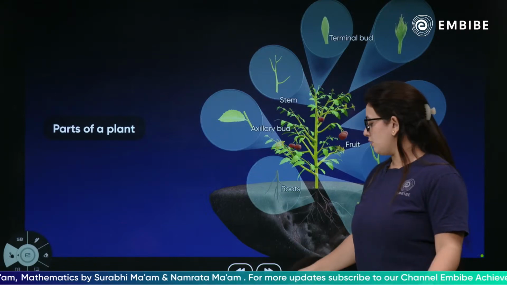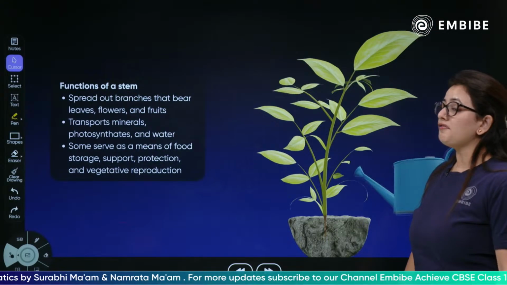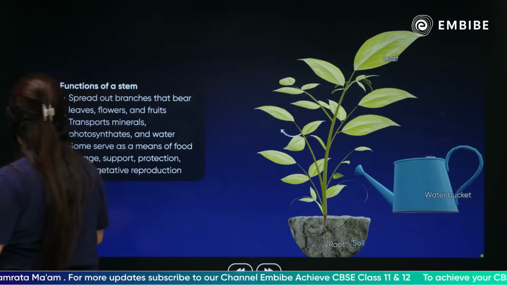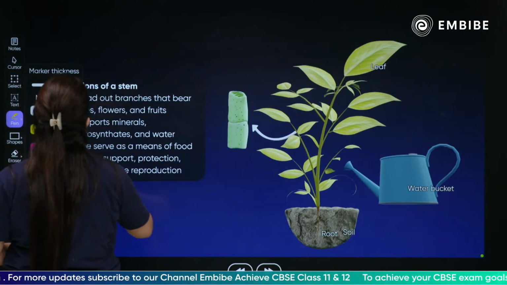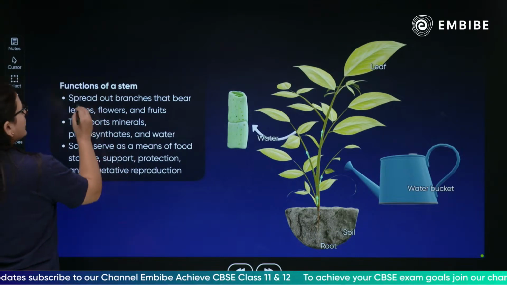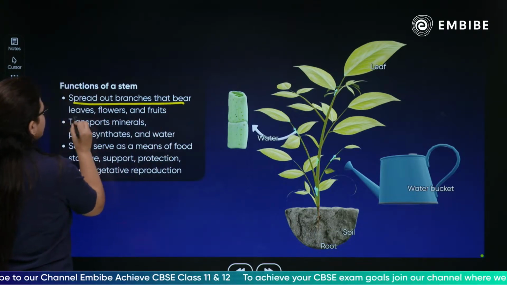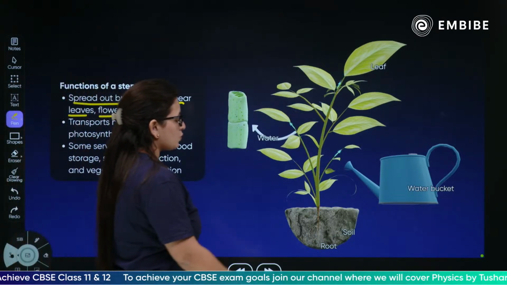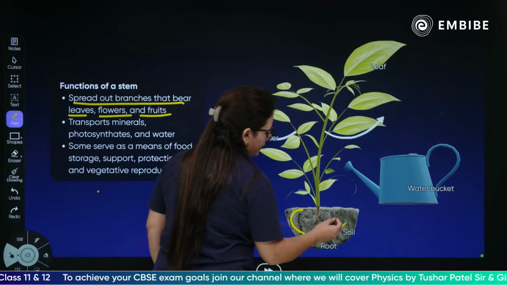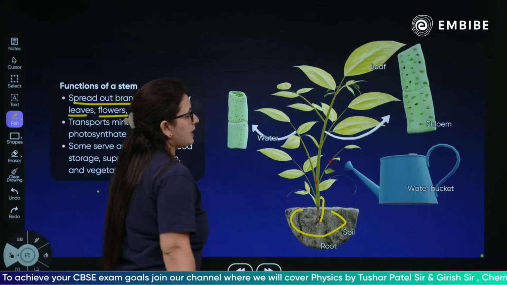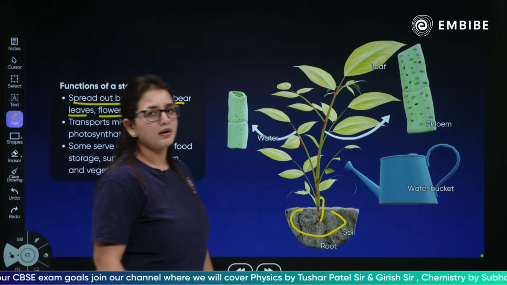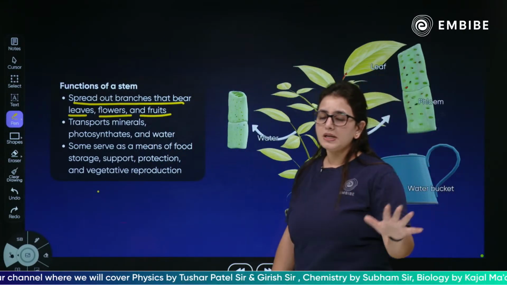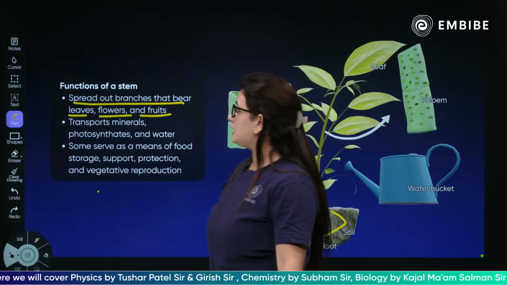Moving forward, discussing more about the stem, next we have the functions of the stem. Everybody knows about the function of the stem. The major function of the stem, as you know children, is to spread out branches that bear leaves, flowers and fruits. Whatever the roots absorb will be given to the stem, and the stem is responsible for transporting the water, the minerals, and the necessary hormones for growth and development.